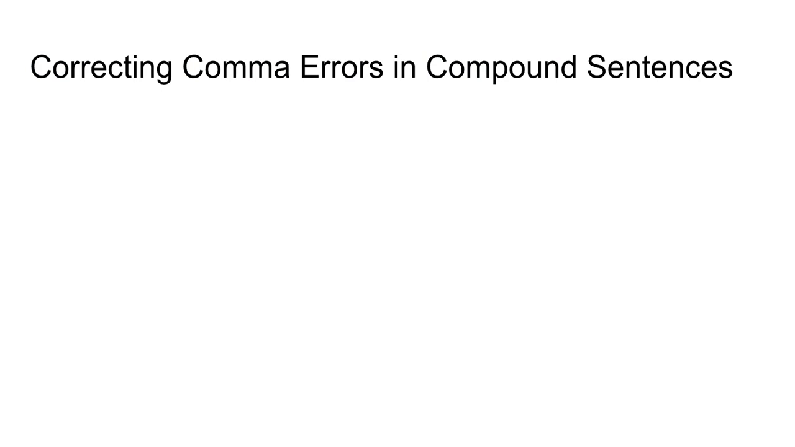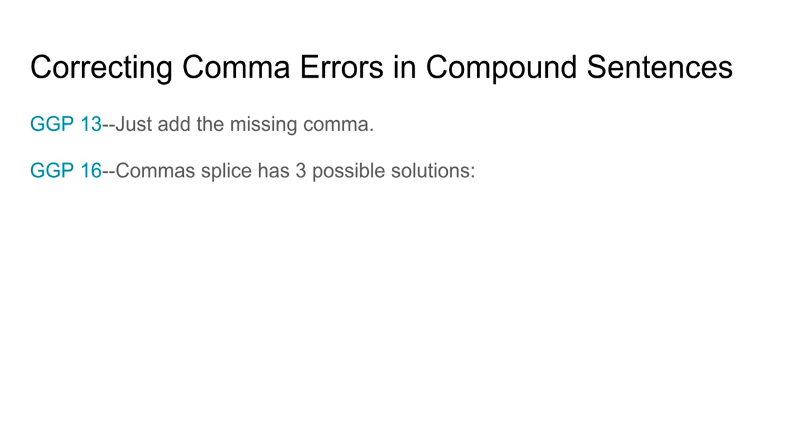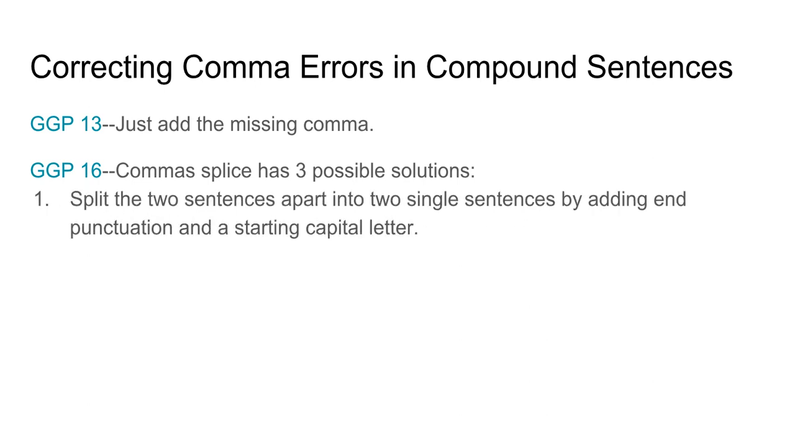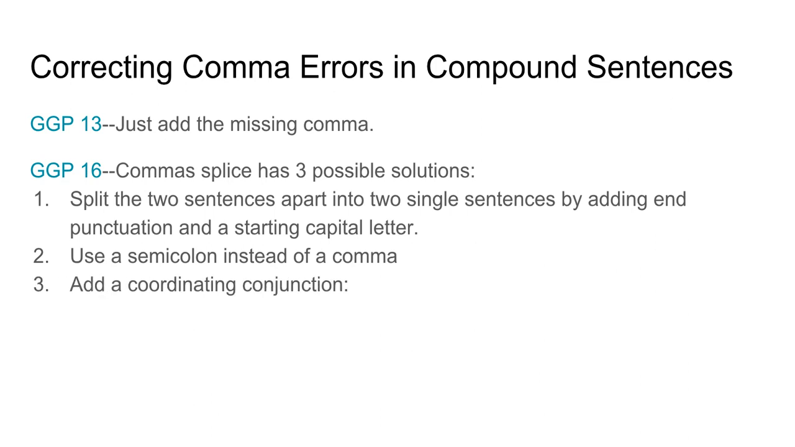To correct these errors is pretty simple. For Grammar Game Plan 13, just add the missing comma. And if you have a comma splice, you have one of 3 possible solutions. 1, you can split it into 2 sentences apart. Add end punctuation at the end of the first and start the other with a capital letter. 2, you could use a semicolon instead of a comma. Or 3, you could add a coordinating conjunction.